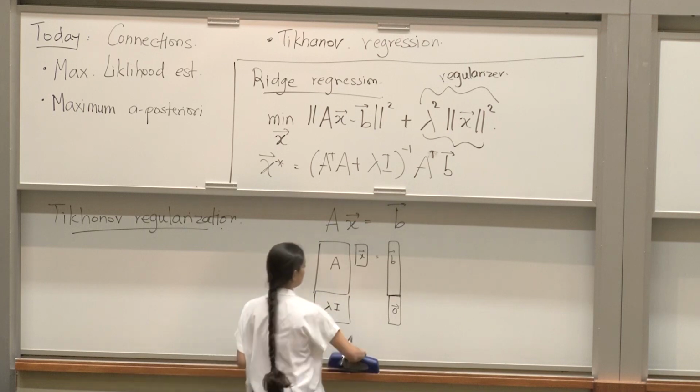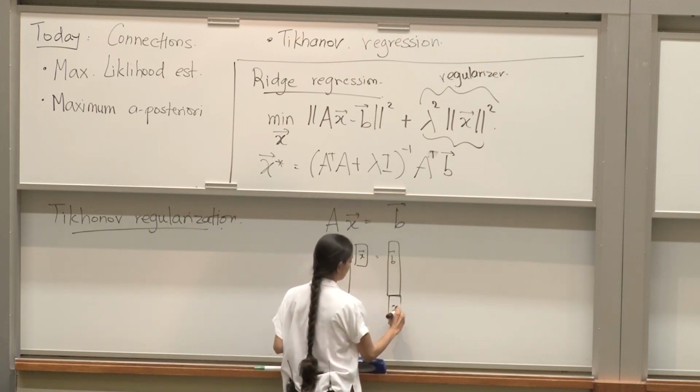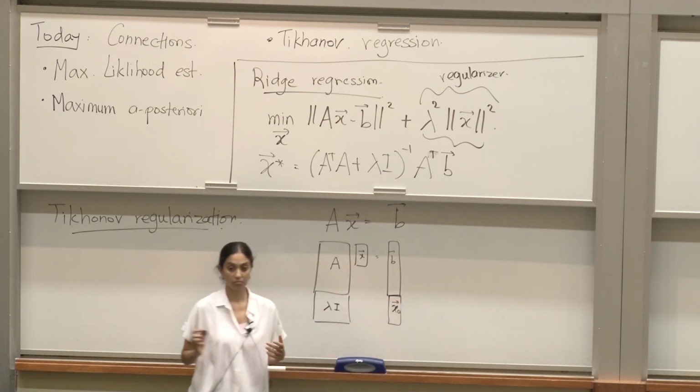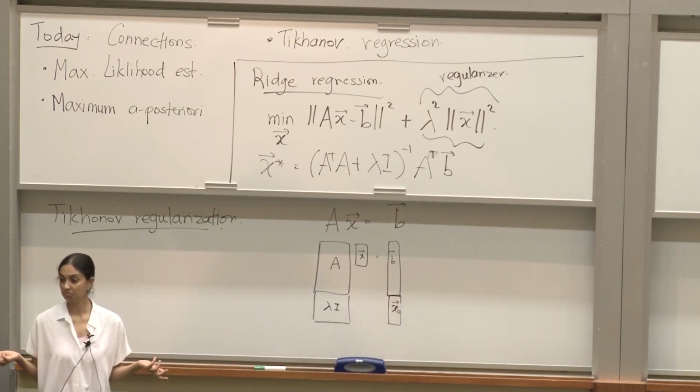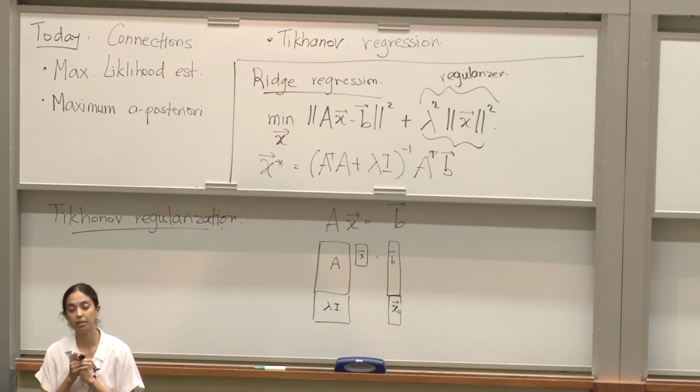Right? I could, instead of 0 here, say some vector x naught? That seems like a reasonable thing. What if there was other side information that you had?